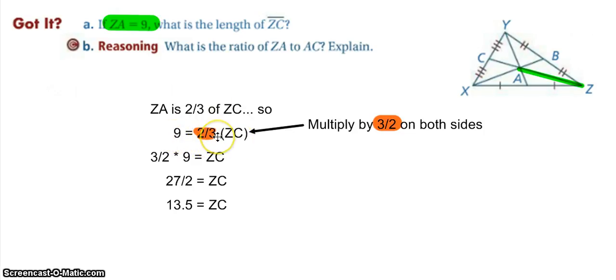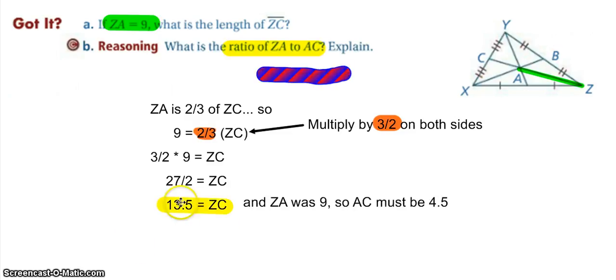Well, it tells me to multiply. Because I have a coefficient that is a fraction, I know I can get rid of that by multiplying by its reciprocal. So I can multiply by 3/2 on both sides. That leaves me with just ZC on the right side, and I have 9 times my 3/2 on the left side. I get 27/2, or 13.5 for the total length of ZC.